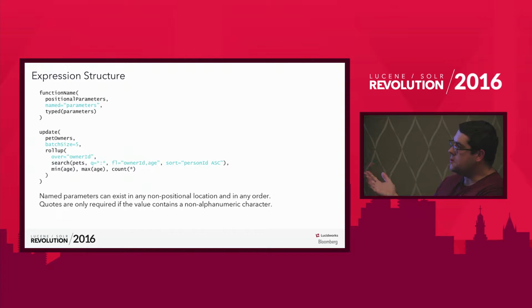In the search expression, we have named parameters, but we don't care what the names are. Anything that has a name in the search, we just pass on to Solr. And what this allows is, in the search expression, you can provide any parameter that Solr accepts. And if Solr tomorrow decides they're going to accept this new parameter, the implementation of this expression doesn't need to change at all.